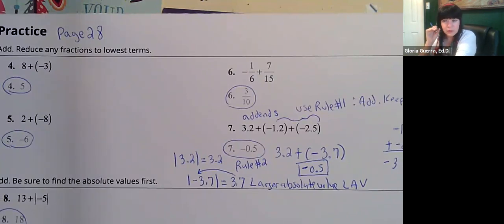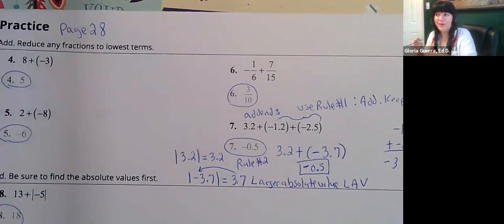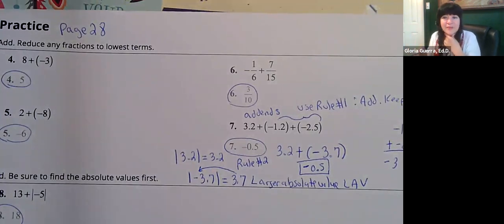8 plus negative 3. Sorry, I got a little distracted. I have a window back here and I see a fox trotting across the backyard, and it kind of caught my eye. So I'm sorry, I got distracted. I have a nice bay window back here that I can see it through.